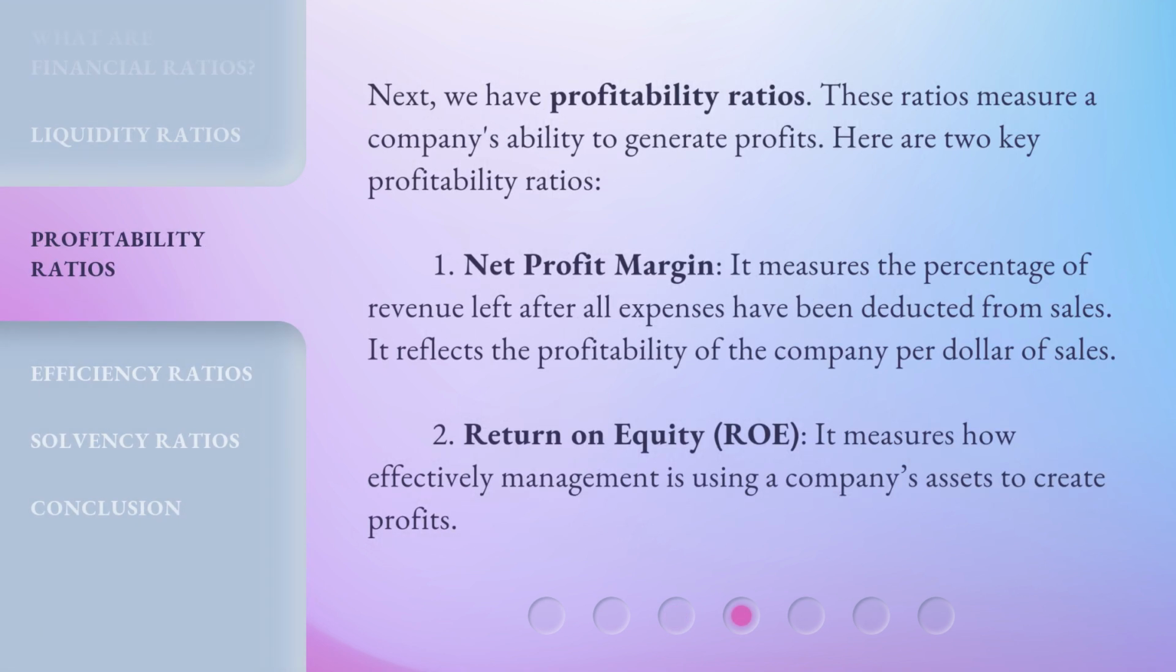Next, we have profitability ratios. These ratios measure a company's ability to generate profits. Here are two key profitability ratios. 1. Net profit margin. It measures the percentage of revenue left after all expenses have been deducted from sales. It reflects the profitability of the company per dollar of sales. 2. Return on equity, ROE. It measures how effectively management is using a company's assets to create profits.